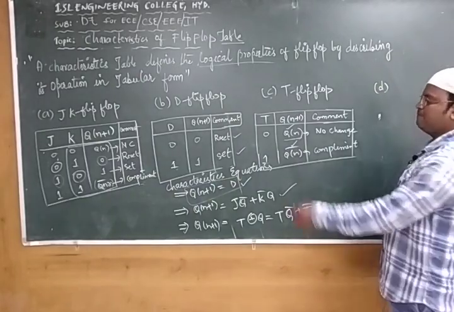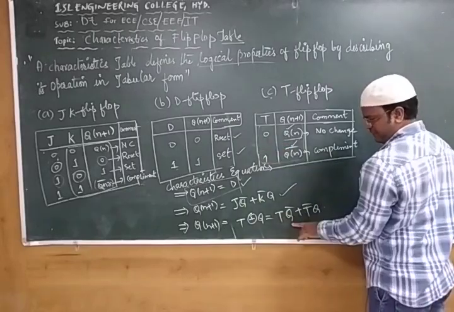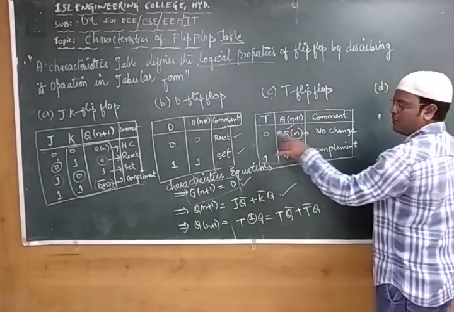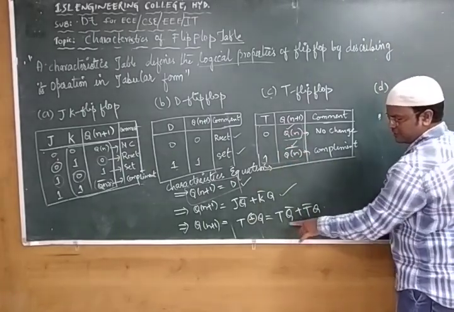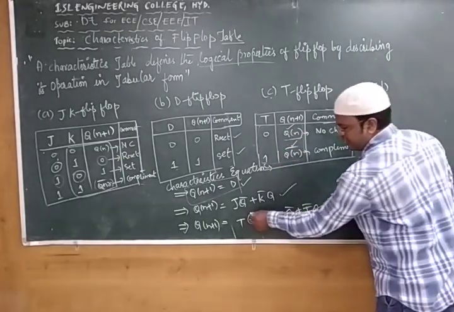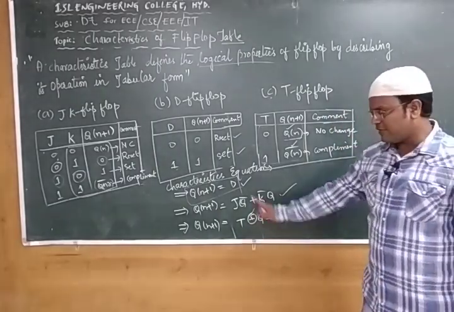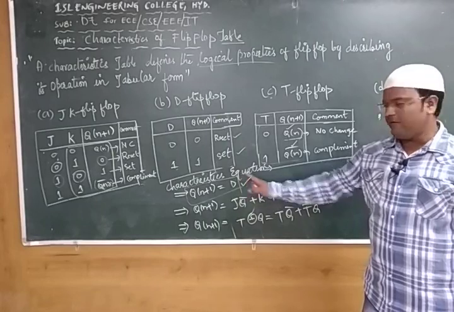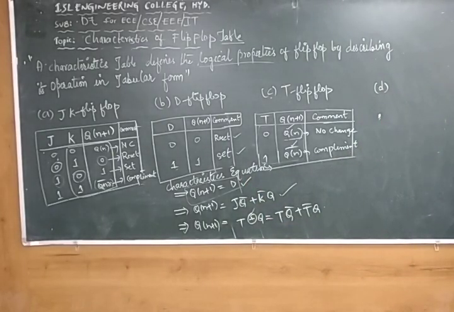Likewise for T. How do we mention it for T? When T is 0, that means T complement, Q is what? Q. When T is equal to 1, it becomes Qn bar. So T bar Q plus T Q bar, that's nothing but T exclusive OR with Q. So we have written the characteristic equation for your D flip-flop, your JK flip-flop and your toggle flip-flop. Depending upon these characteristic equations, your flip-flop is going to be obtained.